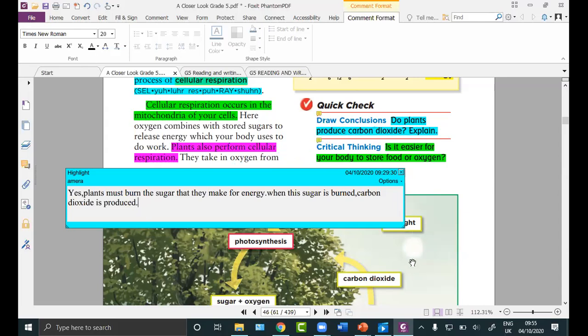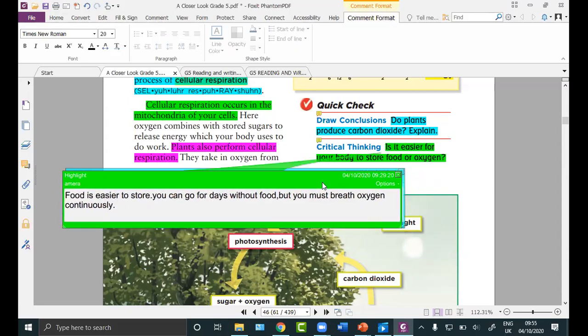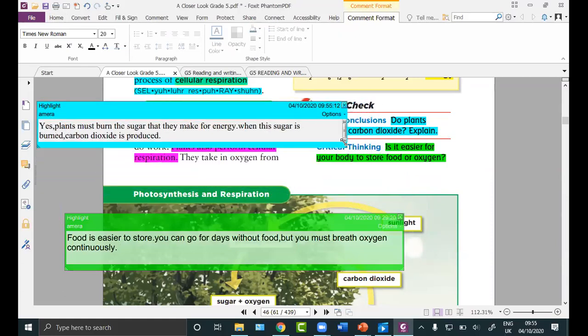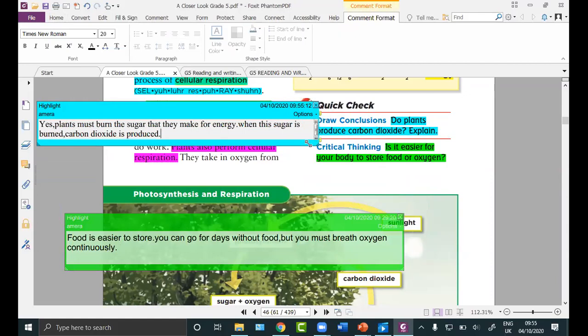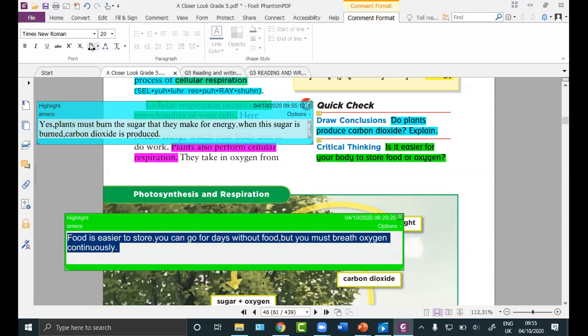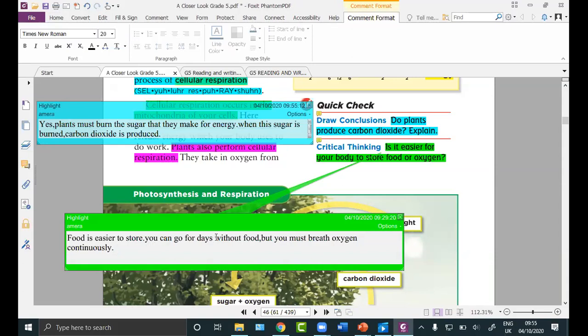Muhammad Saif, critical thinking. Is it easier for your body to store food or oxygen? Food is easy to store. You can go for days without food, but you must breathe oxygen continuously. Thank you. Now we have finished page 56.